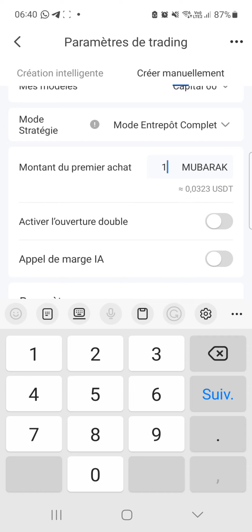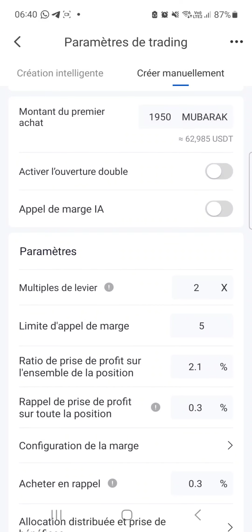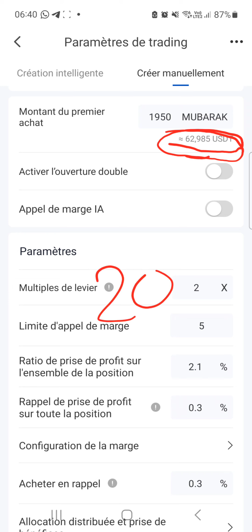1950 pieces. So you see, 1950 pieces, it has multiplied the first buy amount times 3, which is 20.99 times 3. So it doesn't mean that the robot will take this $62. No, it is the same $20 that it will take. Oh, sorry, my leverage is 2, so I need to multiply it times 2.